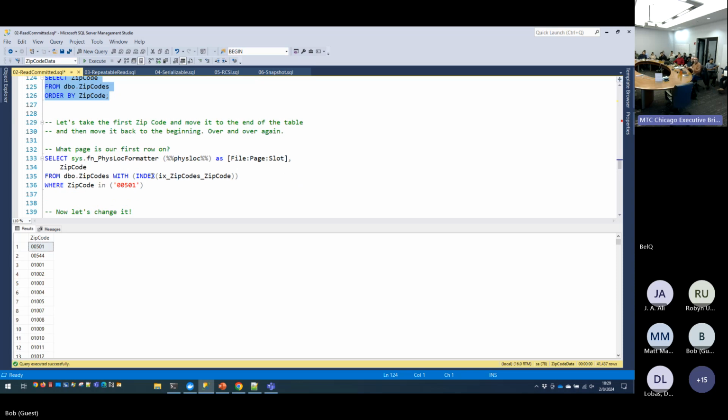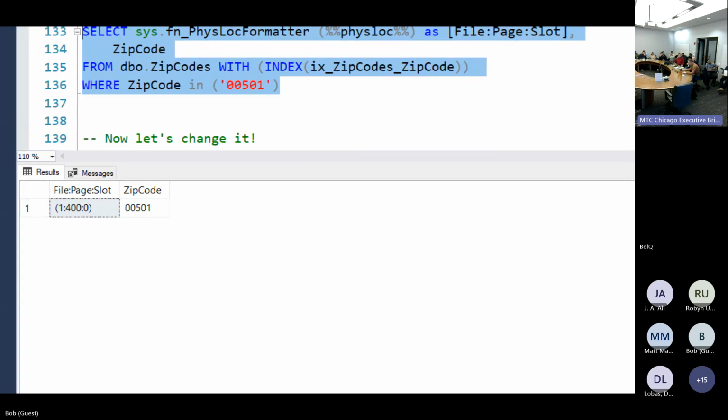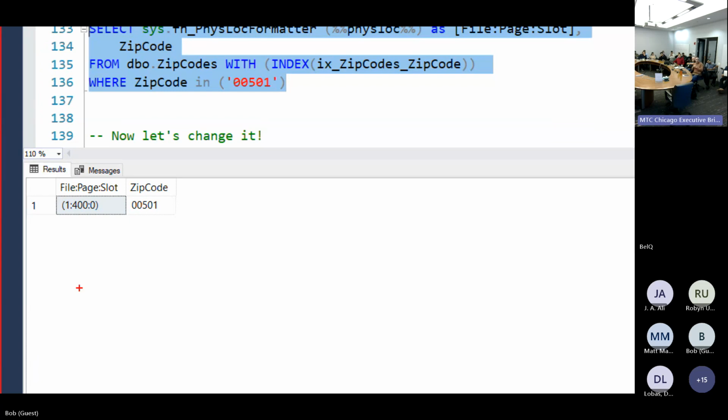Now, if we want to see where in the actual file this particular record is located, we can use a function called sys.fn_PhysLocFormatter, which gives us the physical location of this row. If you're an internals nerd like me, you find this stuff interesting. File, page, slot: it's in file 1. This database only has 1 file, so that's easy. It's in page 400, slot 0. That is where this record is located in this index.